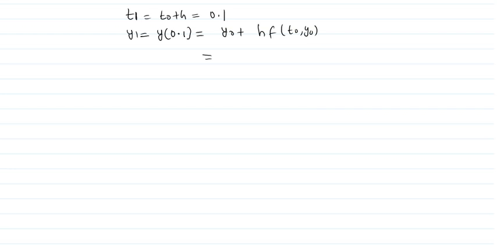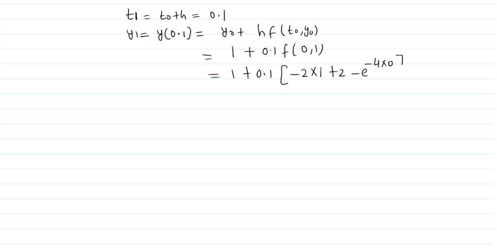So y0 is 1 plus h is 0.1, f at 0 and 1. So in the formula of f, replace y with 1, minus 2y plus 2 minus e power minus 4t, t with 0, and solve it. This is 0.9. So the solution at 0.1 is 0.9. This is the first solution. Similarly, you write the next point t2, this is t1 plus h.